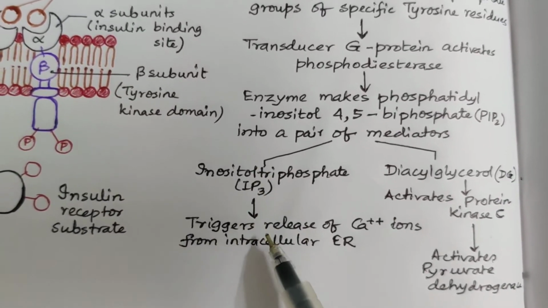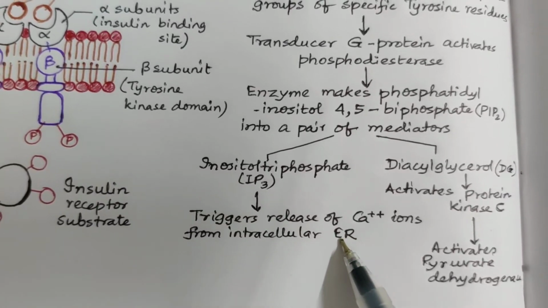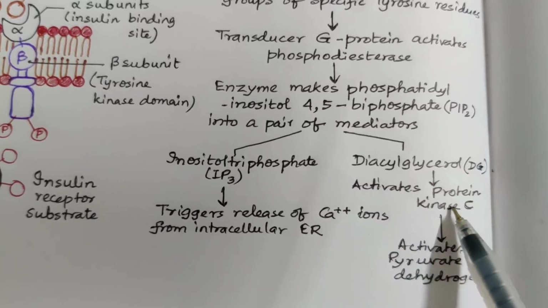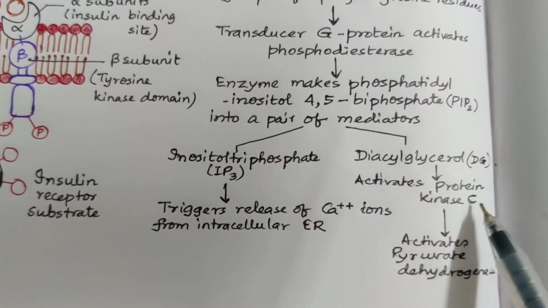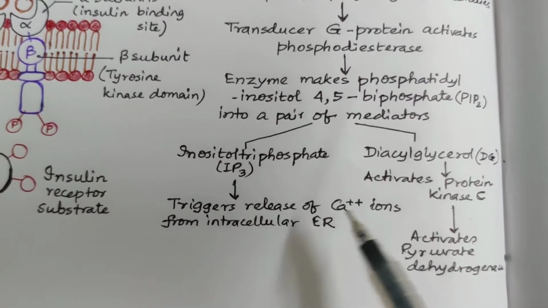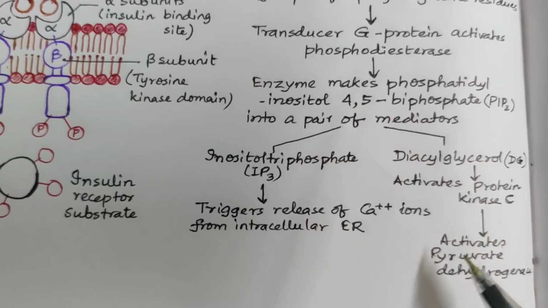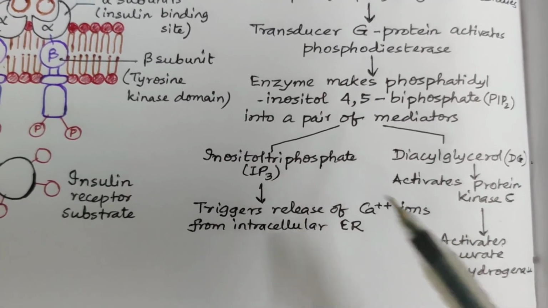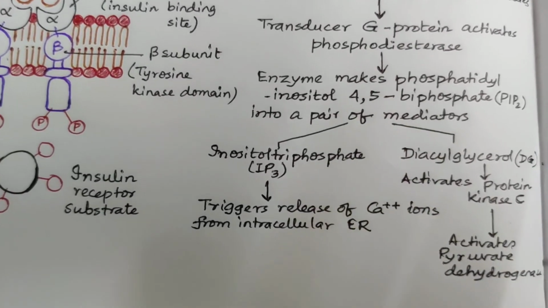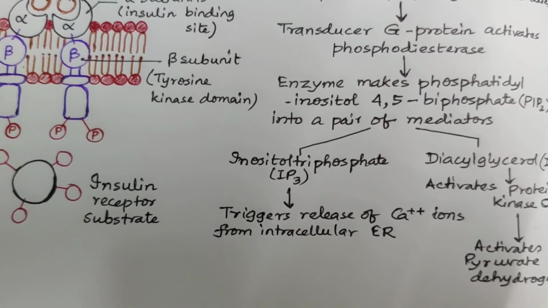IP3 triggers the release of calcium ions from the intracellular endoplasmic reticulum. And on the other hand, DG activates the protein kinase C enzyme, which further activates the pyruvate dehydrogenase, and therefore the action begins. Insulin has its action in the nucleus of the cell and then comes out of the nucleus. So this is the video.